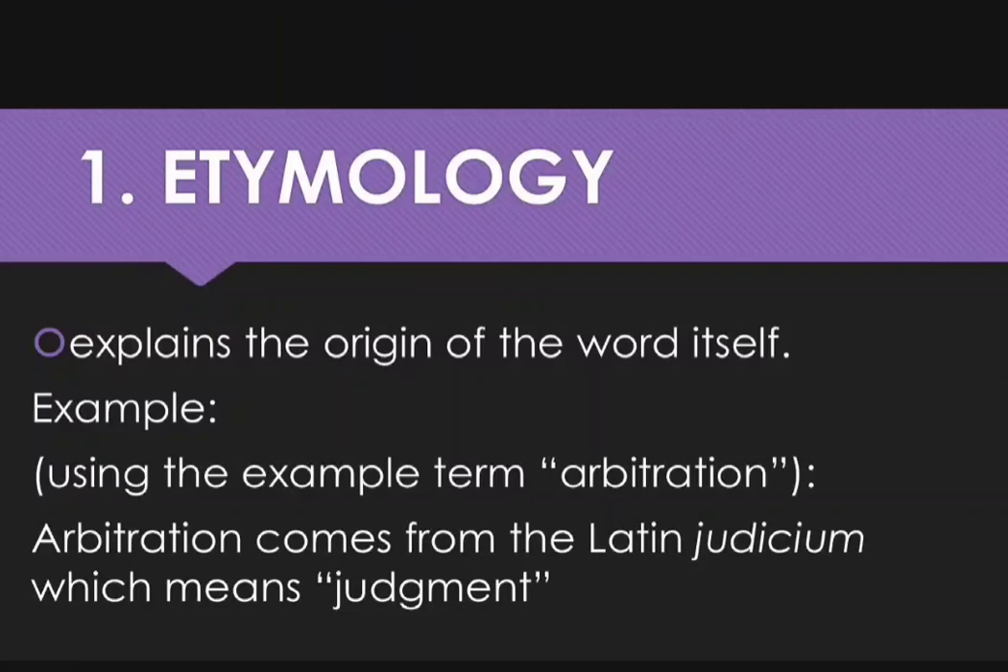Just like what we have in our example, let's use the term arbitration. So this is the definition using etymology. Arbitration comes from the Latin judicium, which means judgment. So that's how the definition of arbitration is given in this example, by using the etymology or the origin of the term.